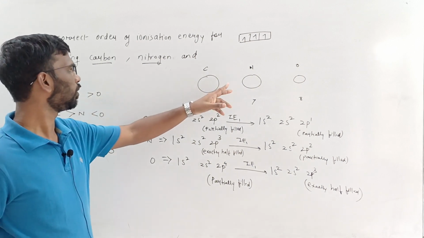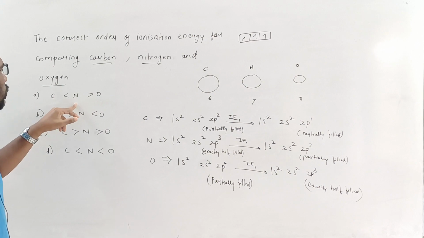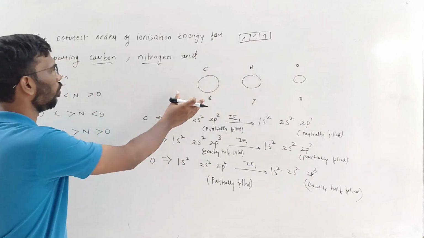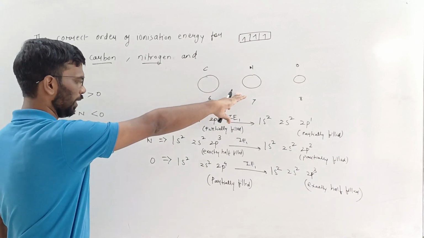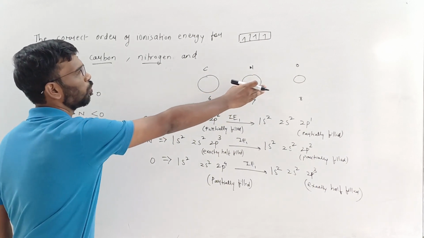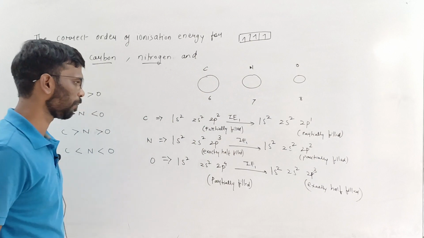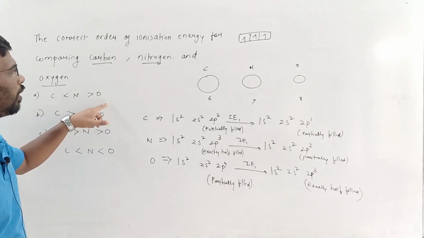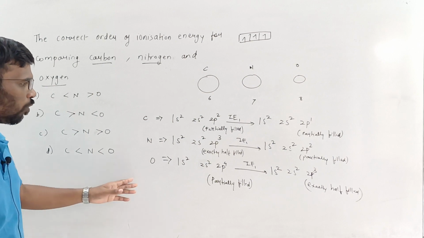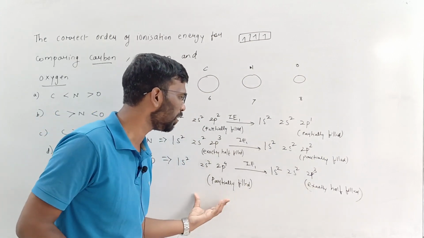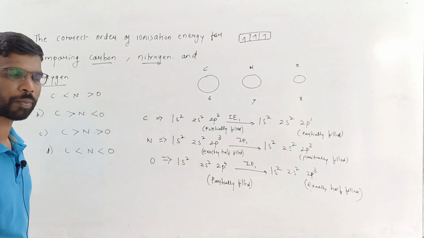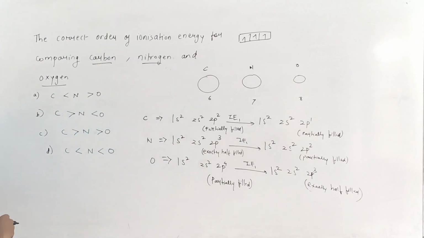Although being this is true, right? One reason is because of the size. This is smaller size, this is bigger size, right? And it will have higher ionization enthalpy greater than oxygen, because for oxygen the process is very easy, partially filled changing to exactly half filled, but here the process is difficult, right? So the answer is option A.